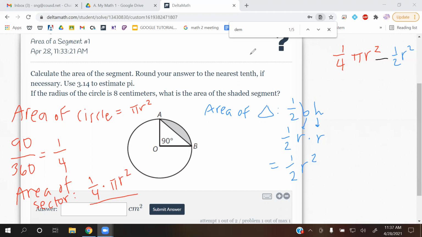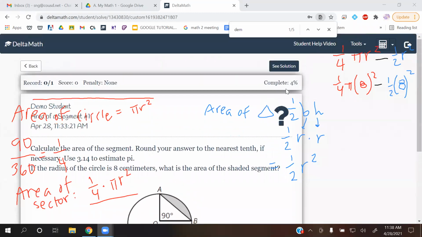Okay, so let's plug it in. If the radius of the circle is 8 centimeters, they say, so 1/4 pi 8 squared minus 1/2 8 squared. I'm just going to write the rest in black. Actually, we don't need to. We're just going to use 3.14 to estimate pi, and I'm going to type that in the calculator.